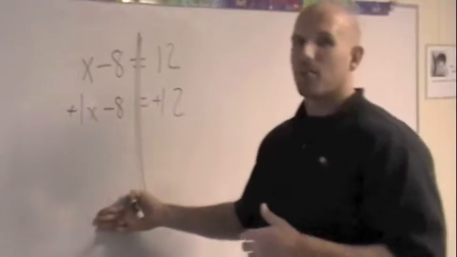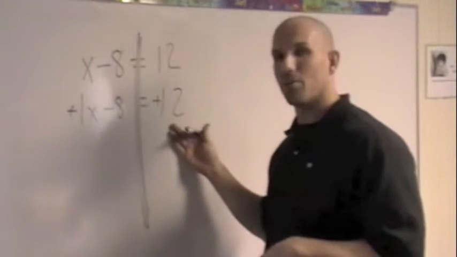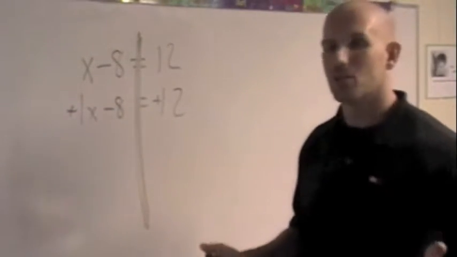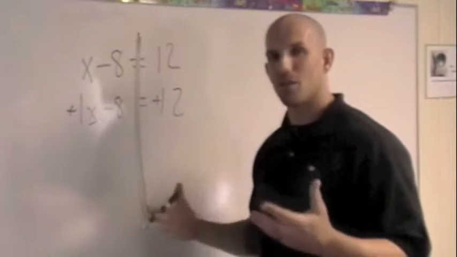Can I put these together? No, one has an x, one doesn't. They're not like terms. This guy's already by himself, so each side is simplified. This is what an equation is supposed to look like. So let's go ahead and solve it. Let's solve the mystery. Find this missing answer, okay? That's why we solve equations.